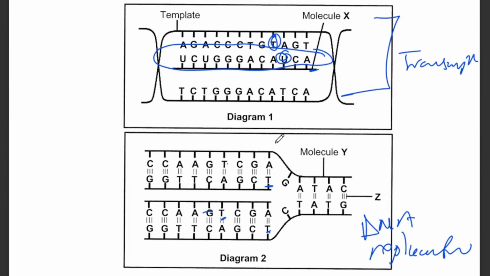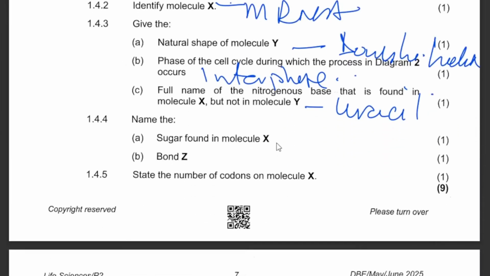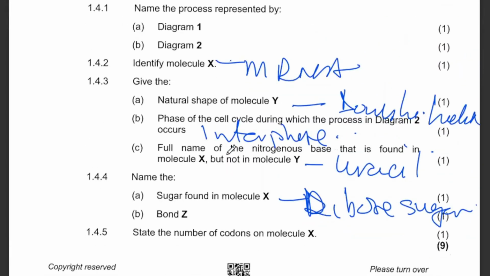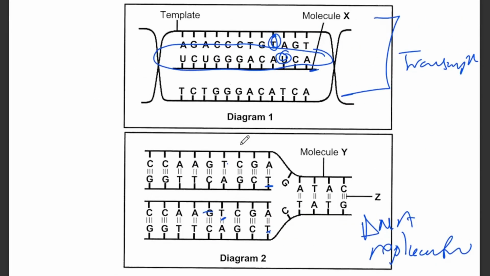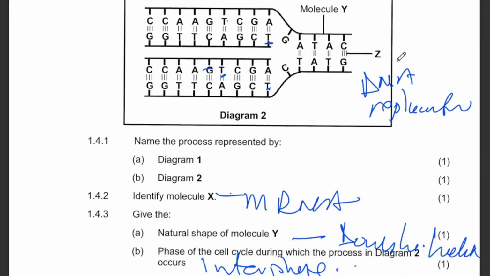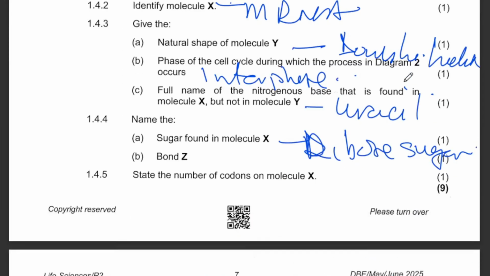They're saying name the sugar found on X. The sugar found on X is, since it is RNA, ribose sugar. Someone is telling me, hey sir, write nicely. Sometimes when we are marking you, it is the same thing, you don't write nicely. All right. Bond Z. Obviously when they ask you bond Z, it is this one. So it is weak hydrogen bonds. I told you the word weak must be there. Hydrogen bond. Yes, please make sure that is there.